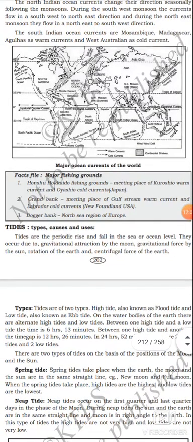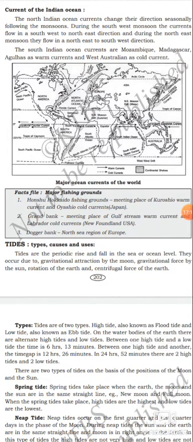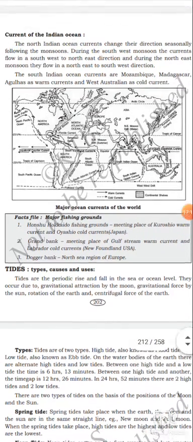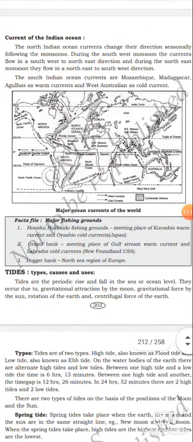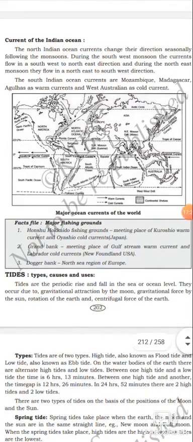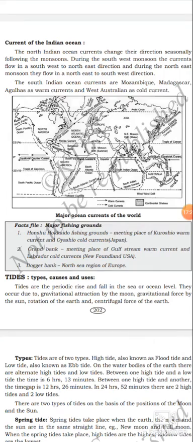Observe the picture. The picture explains major ocean currents of the world. See in your textbook, page number 202. Observe the picture. You will get clarity. The tides, the remaining part, you do not have, because the government already reduced that topic.